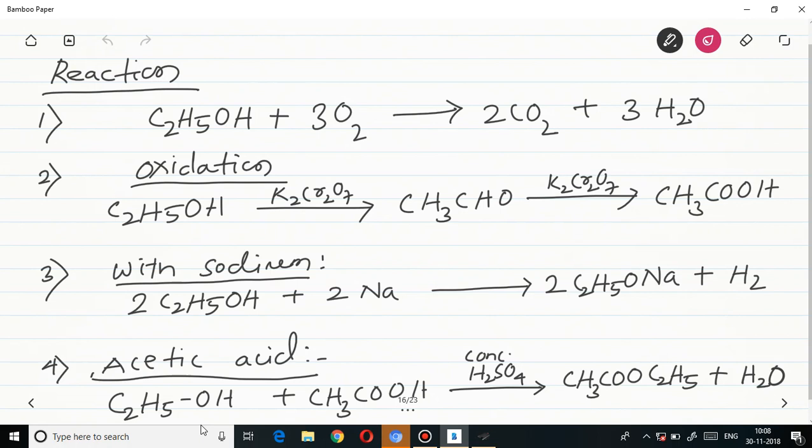Next is oxidation. We have done it in alkane. So alcohol under oxidation with potassium dichromate will form aldehyde. Again under oxidation it will form carboxylic acid.